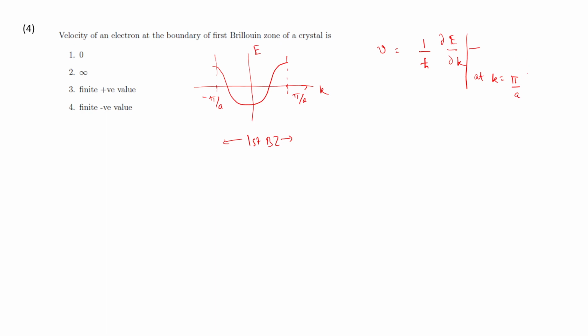So what is dou E by dou k at that point? From the next Brillouin zone, it will start again like this. So basically the derivative has to be 0 here. Since this derivative is 0 at this particular point, the velocity is also 0. So the velocity of the electron at the boundary of the first Brillouin zone of a crystal has to be 0.